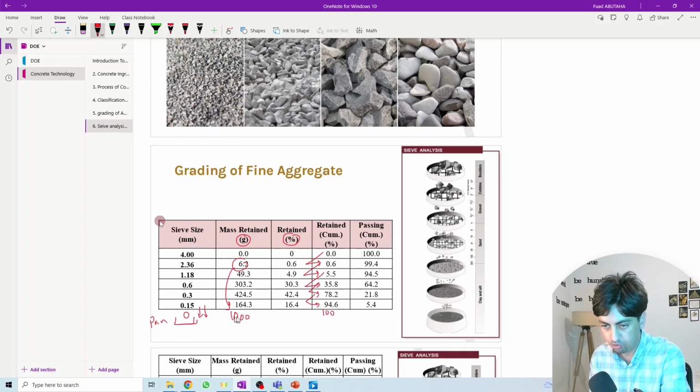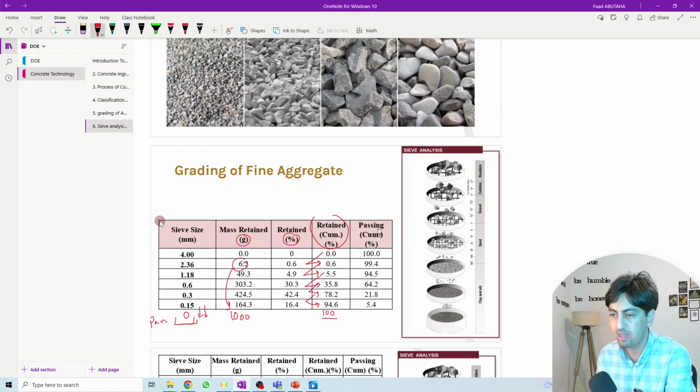So we also need to have another arrow here to represent the band. In this column, we will have 100%. This is the cumulative retained, this is the percentage retained, then this is the cumulative retained percentage, and this is the cumulative passing.